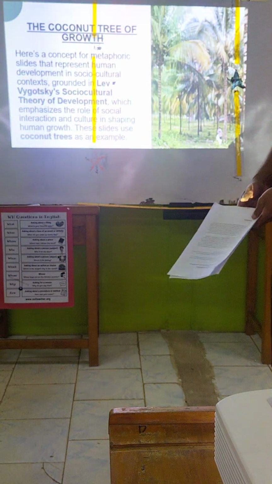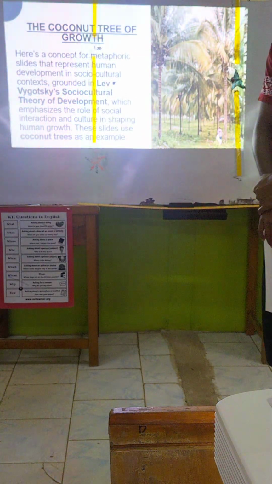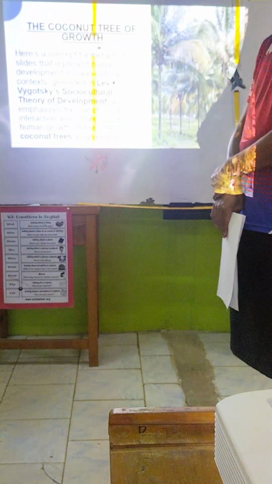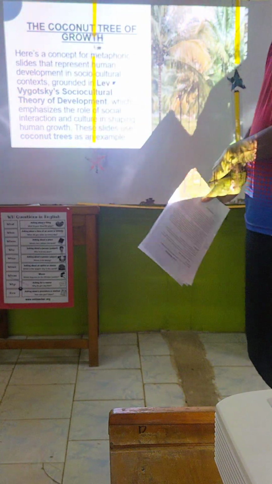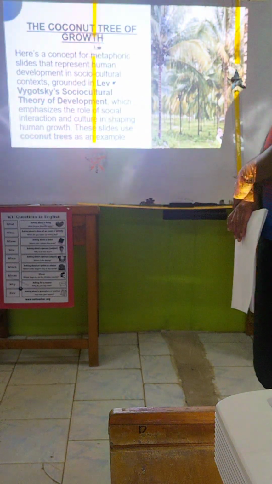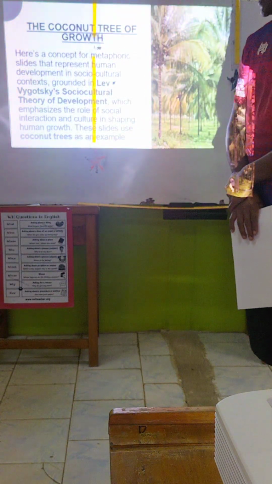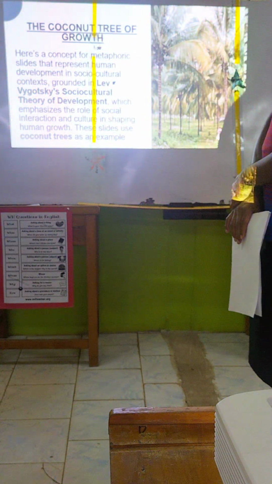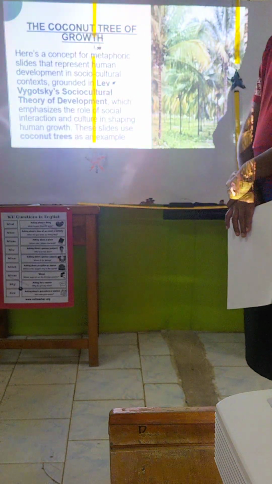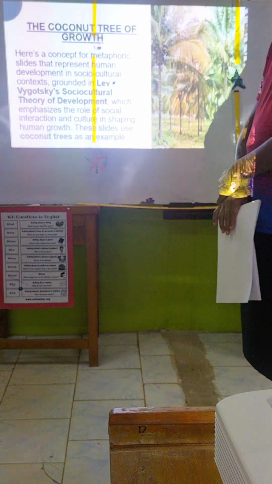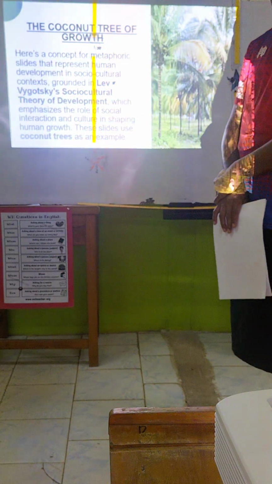Here is a concept for metaphoric slides that represent human development in social, cultural context, grounded in Lev Vygotsky's socio-cultural theory of development, which emphasizes the role of social interaction and culture in shaping human growth. These slides use coconut trees as an example.